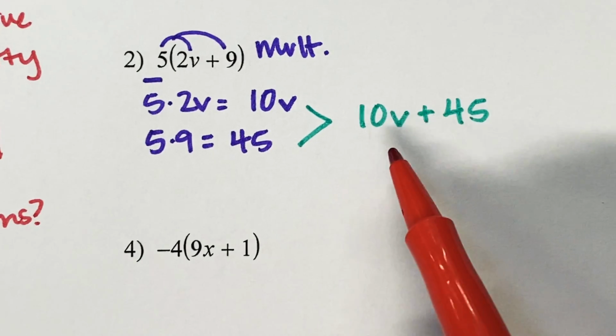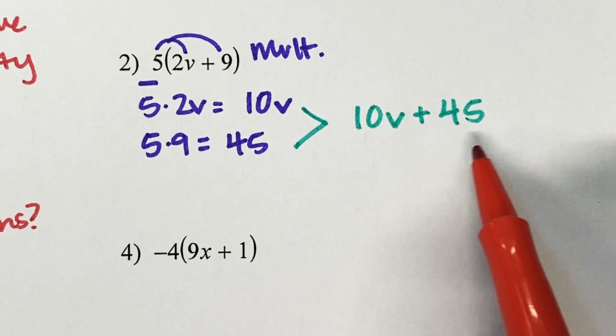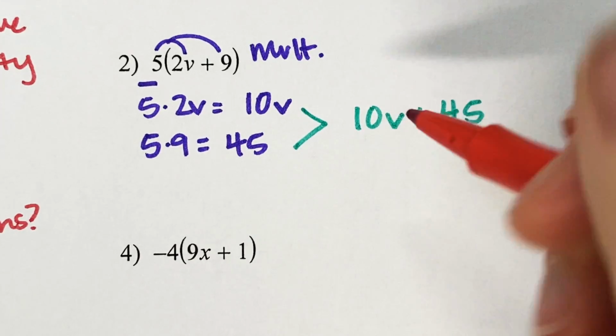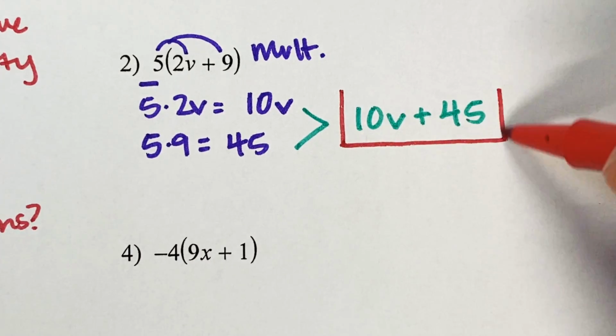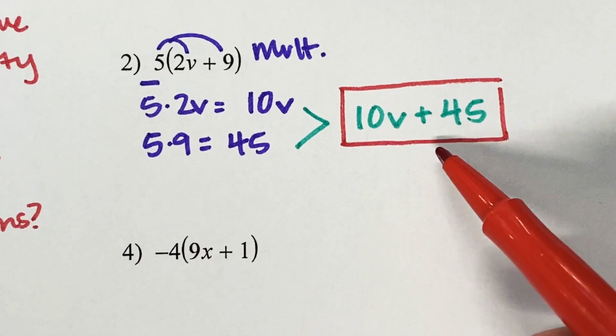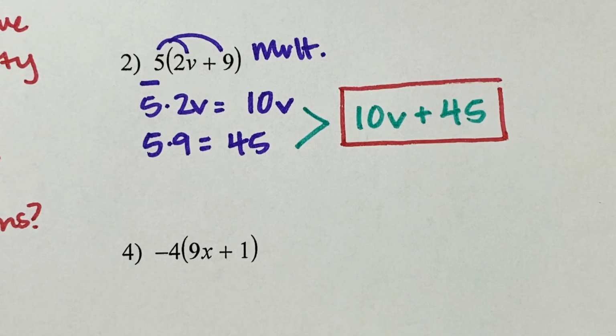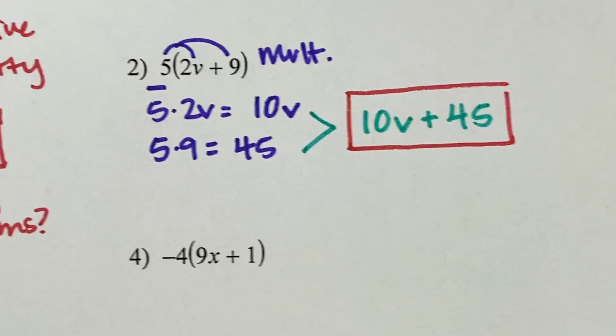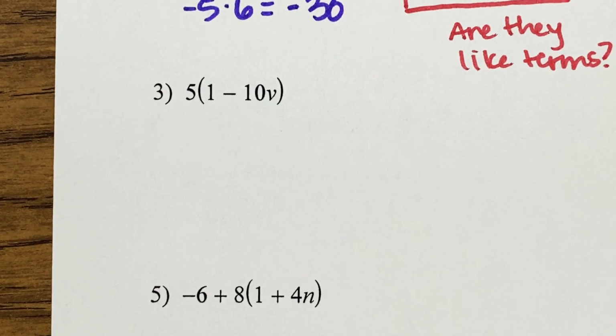Okay, look at these two terms, 10v and 45. Are these guys like terms? No, they are not, because the 10 has the v, the 45 does not have a v. Beautiful. Okay, let's go to number 3.